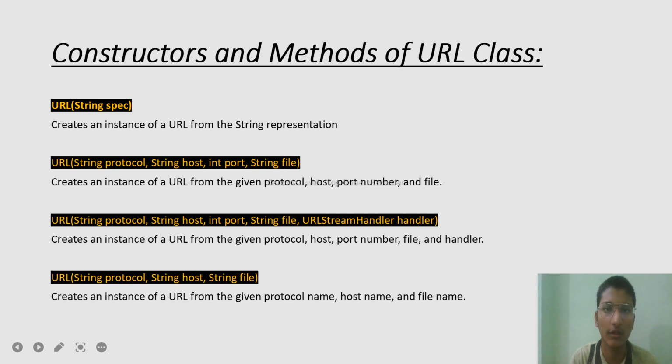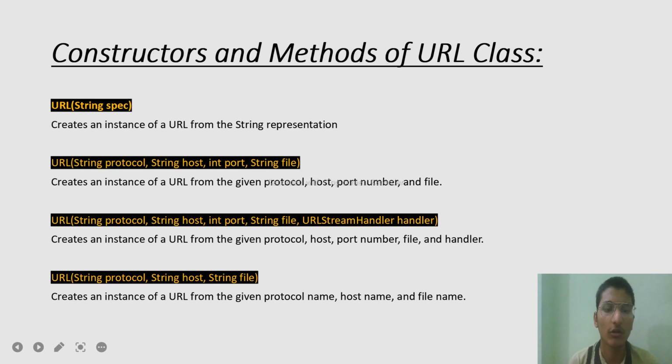Now, constructors and methods of the URL class. First, URL(String spec) creates an instance of a URL from a string representation. Second, URL(String protocol, String host, int port, String file) creates an instance of a URL from a given protocol, host, port number, and file. URL(String protocol, String host, int port, String file, URLStreamHandler handler) creates an instance of a URL from the given protocol, host, port number, file, and handler.